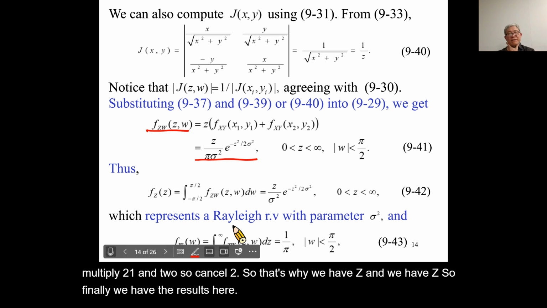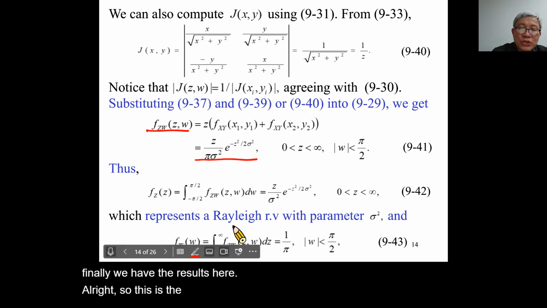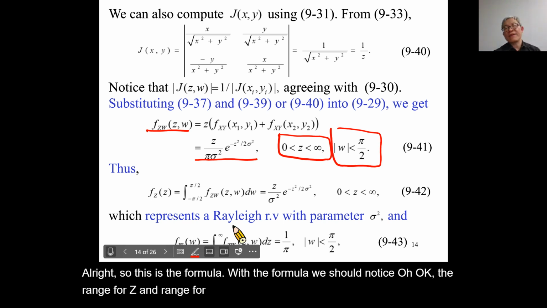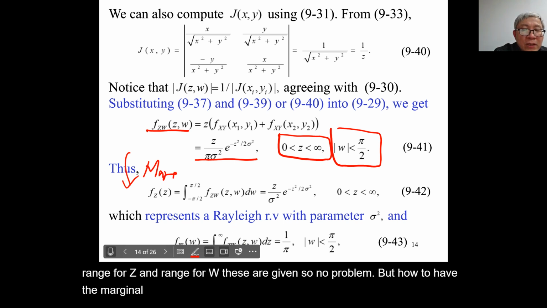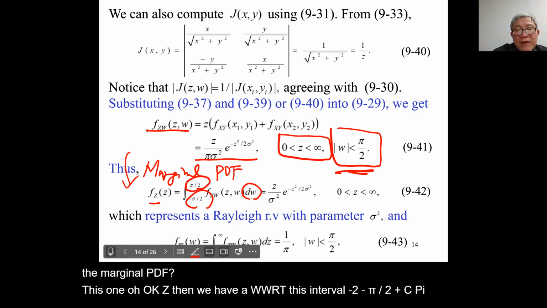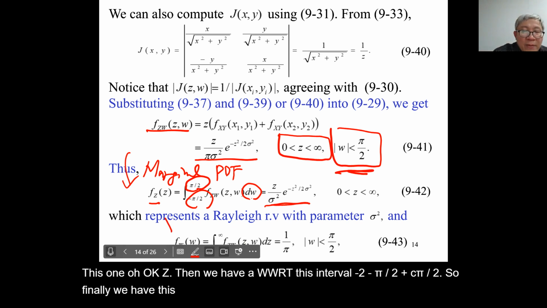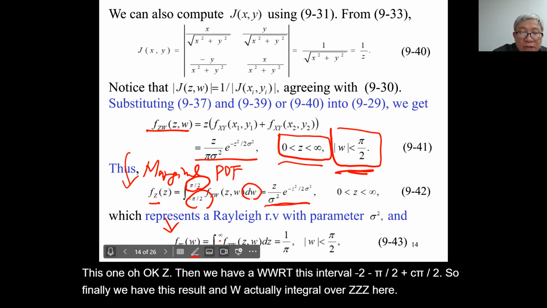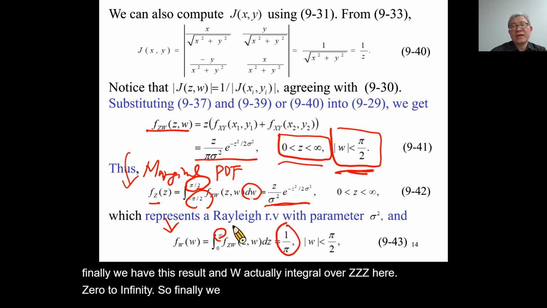Alright, so this is the formula. With the formula, we should notice the range for z and the range for w. These are given, so no problem. But how to get the marginal PDF? This one. Oh, okay, z, then we have w. W actually, this interval, minus pi over 2 to positive pi over 2. So finally, we have this result. And for w, we integrate over z here, 0 to infinity. So finally, we have the results.